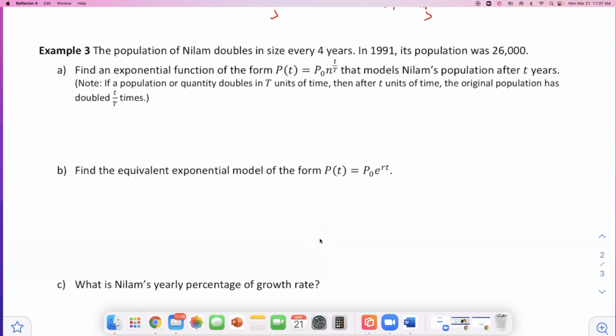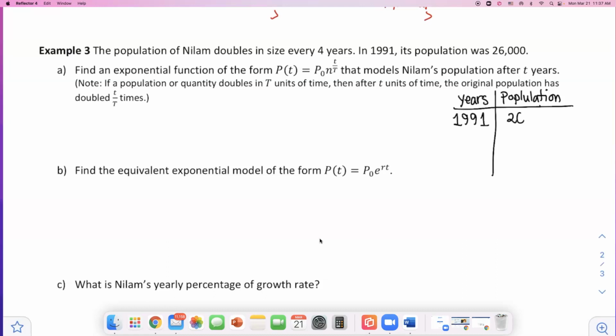The population of Nilam doubles in size every 4 years. In 1991, its population was 26,000. So, what's happening? I'm just going to try to see what's happening to this population here, okay? I guess 1991 will be our base year, right? 1991 will be our base year.